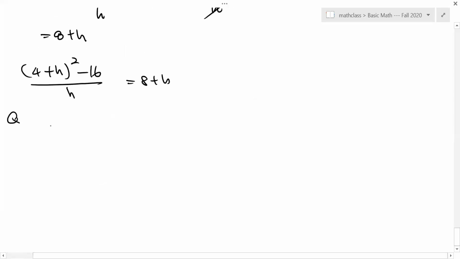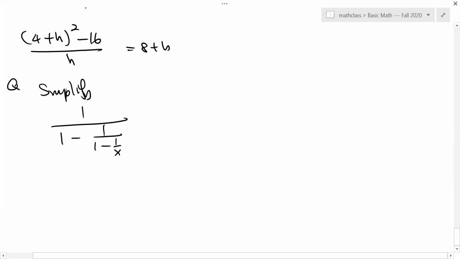So let's do one more problem, the last one. Simplify 1 over 1 minus 1 over 1 minus x. Okay, let's do this. I'm going to show you how to do it, step by step, this giant fraction. The first thing you have to do is 1 minus 1 over x.